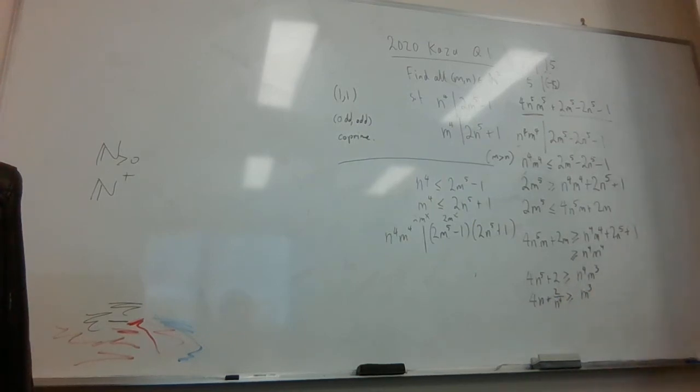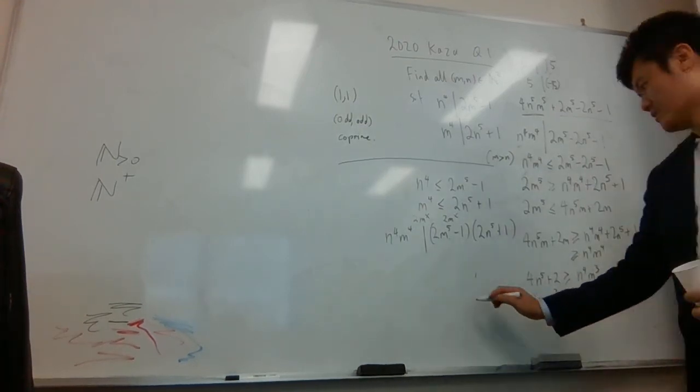Yeah, m is larger than n. That's the main thing. So this already fails for when n is bigger than 4, right? Which means that n is less than or equal to 4.